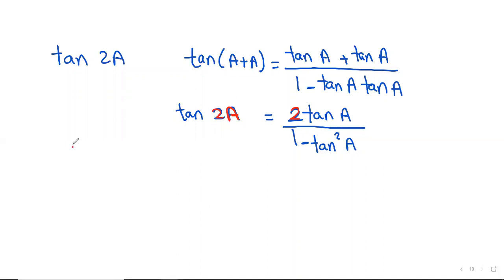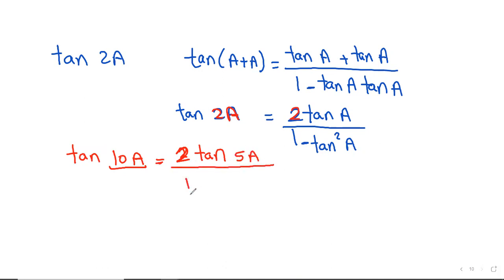If I ask you about tan 10A, this 2 is constant, and we take the half of the angle. The angle is given as 10A, so it's 2 tan 5A over 1 minus tan squared, taking the half of the angle, which is 5A. That's it.